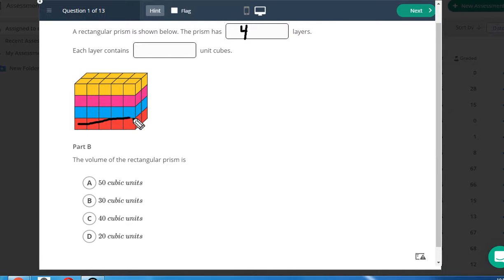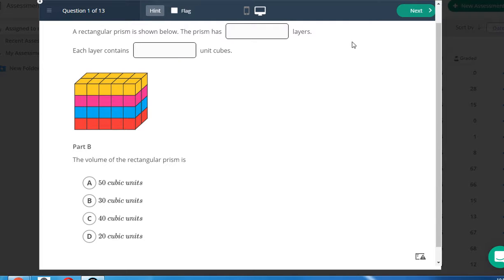So this layer here is 10. This layer here is 10, 10, and 10. So really we have 4 times 10, which is 40. So we're going to say 10 here, and we're going to say 40 here.